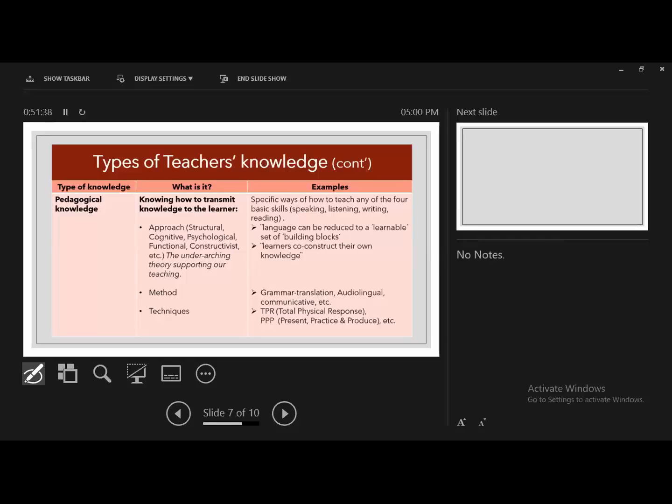Okay. So these different approaches are like, how would I say, the above rules or principles that will dictate our philosophy and our way of teaching, basically, right? For example, the structural approach will say that language can be reduced to a learnable set of building blocks, right? Or the constructivist approach will say that learners co-construct their own knowledge, right?